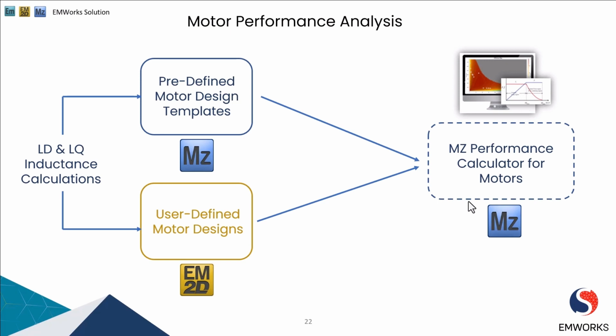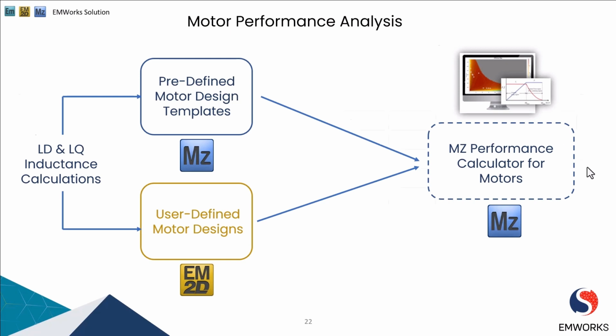Now, once we know the D-axis and Q-axis inductance parameters from the previous simulation, either from the software or from any other third means, we can use these magnitudes to further analyze and get the performance of the motor without the need of geometry, and that's done using the performance calculator, which is one of the features of our MotorWizard tool.